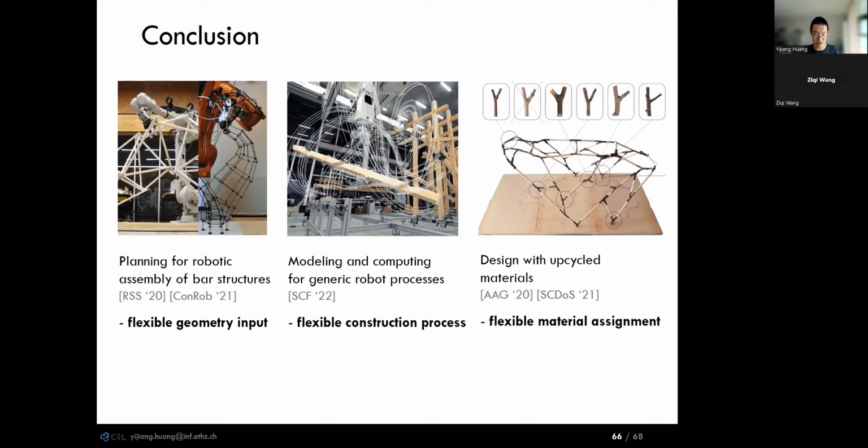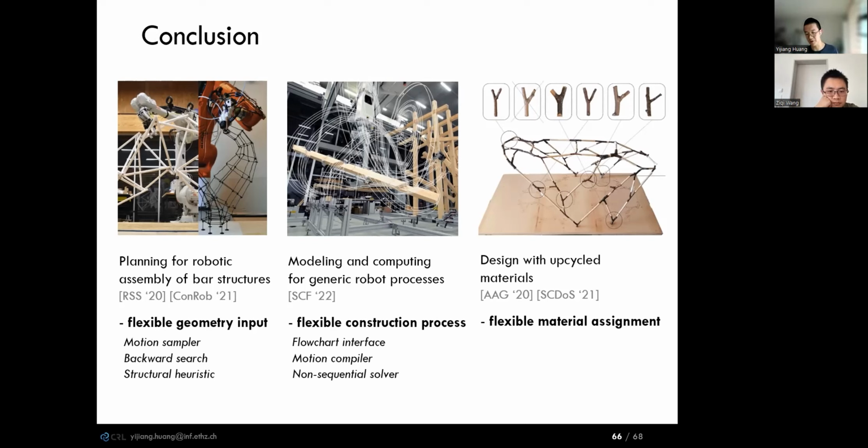And in all of this work, existing computational tools can only solve part of the problem, and we need to invent new tools and a more integrated framework to have them all work together effectively. So just to recap, in the first project, we used an integrated search algorithm to plan for both assembly sequence and robot motions together to program robots to assemble arbitrary design input. And in the second project, we considered a compiler-solver approach to help program new robotic processes. And in the third project, we demonstrated an optimal assignment algorithm that enables us to design with upcycled material resources.